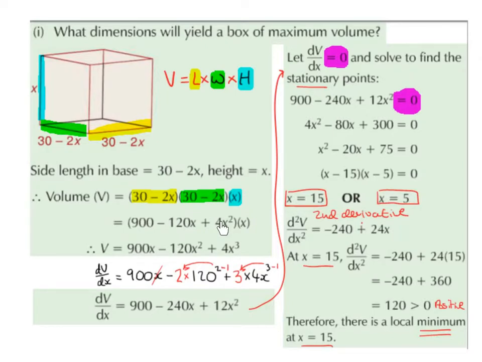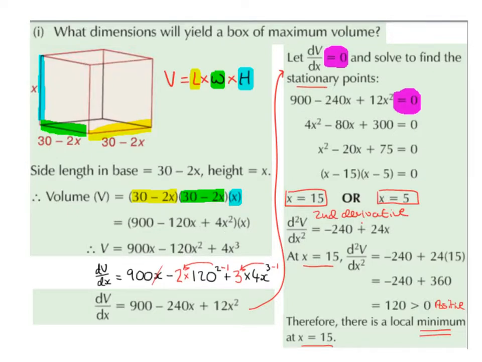plus 4x squared, and now we have to multiply all of this by x. So 900 multiplied by x is 900x, minus 120x multiplied by x is minus 120x squared, and 4x squared multiplied by x is 4x cubed. So the volume is 900x minus 120x squared plus 4x cubed.